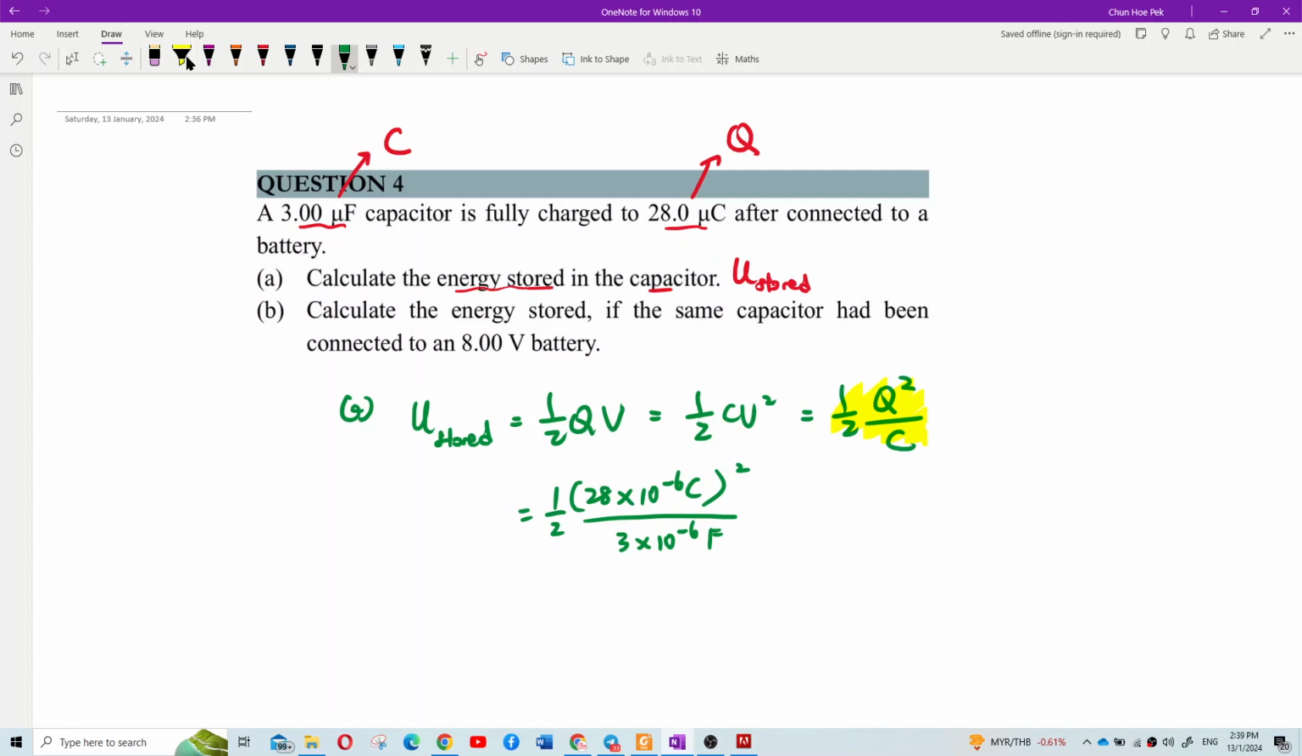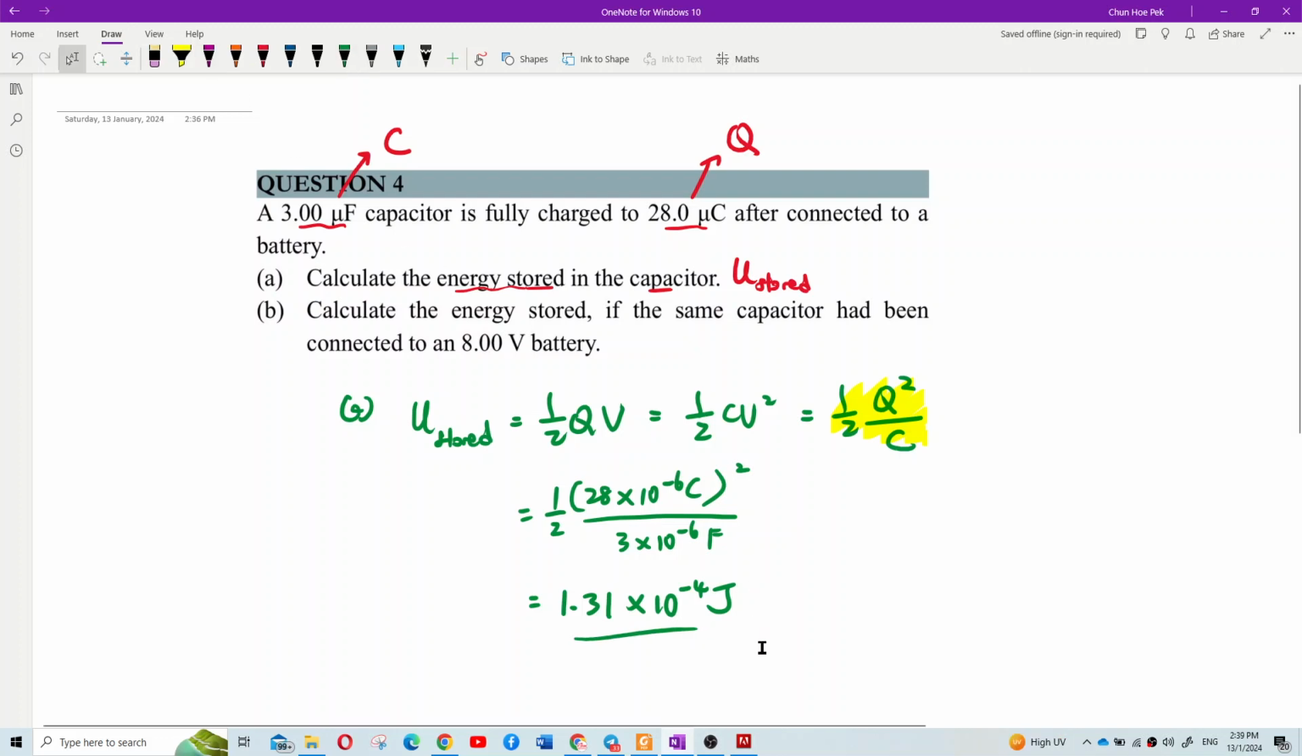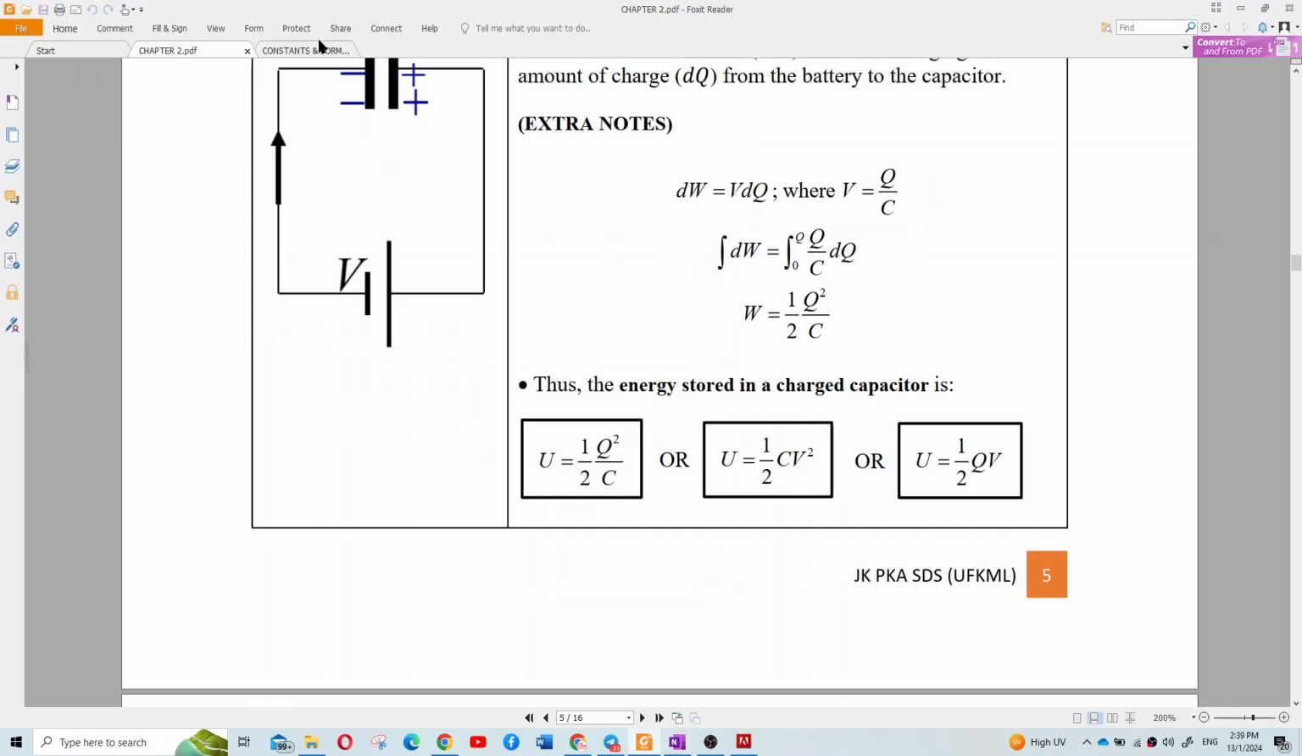So the energy stored is 1.31 exponent negative 4 joule. Okay, 1.31 exponent negative 4 joule. So is that correct?